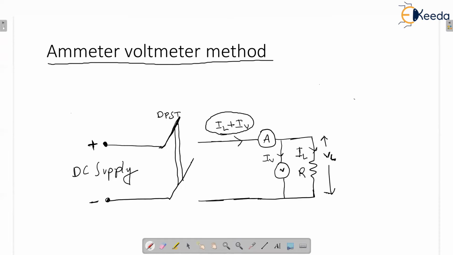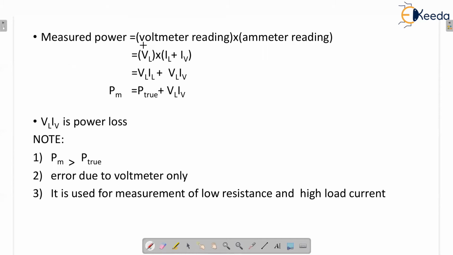So the next, measured power, the same formula. P is equal to VI. So P is equal to VL into IL plus IV.